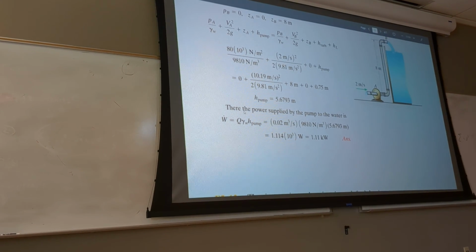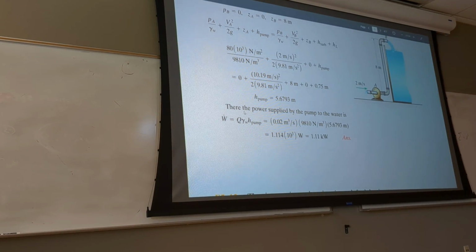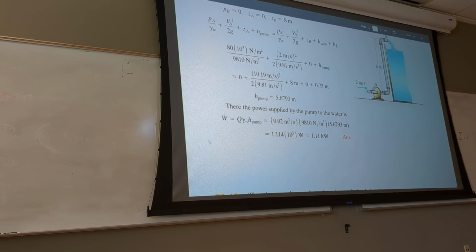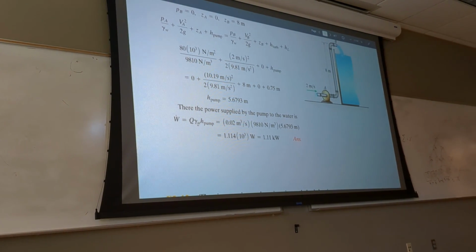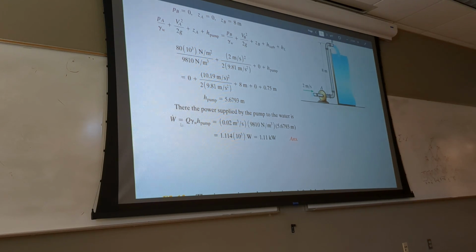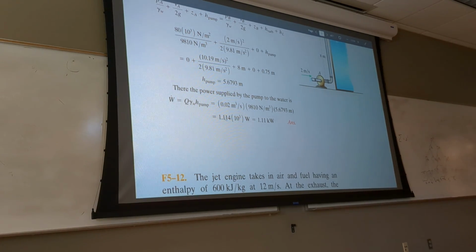Now, if you want to get W dot, or dW/dt, the rate of work, what do you do? You multiply the H pump by m dot, which is Q times rho g. So you have Q, you have gamma times H pump, you get W dot of the pump. Now this is the energy that the pump is giving to the system, you see, kilowatt, 1 kilowatt, 10 light bulbs. That's the energy that the pump is giving to the fluid to go 8 meters high.